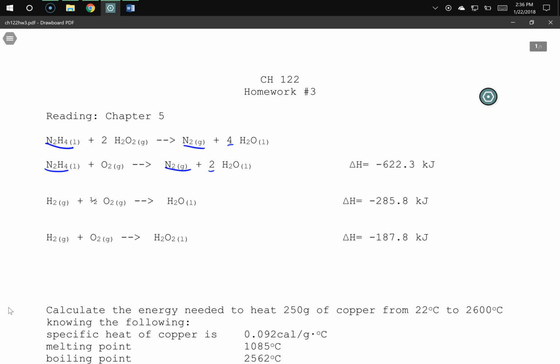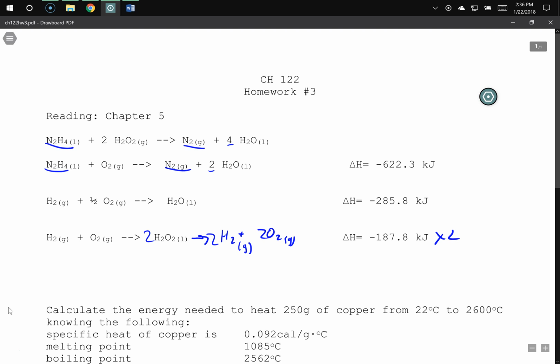Flip the third one, because I need this hydrogen peroxide to be a reactant, right? So then I'll do hydrogen and oxygen, both these as gases. And since I need 2, I'll go ahead and double it, times 2. And then all this stuff gets crossed off. And so now I've got my hydrogen peroxide with the correct value.